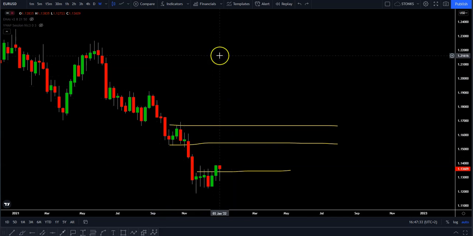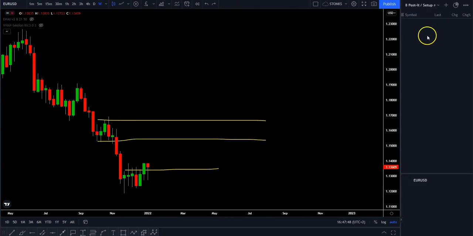Now, it's not just the euro US dollar you can keep an eye on, but any currencies related to the US dollar. So you have the major ones, which are the pound dollar, New Zealand dollar, US dollar, the Australian dollar, and the Swiss franc as well.